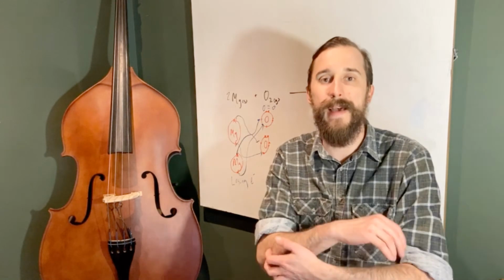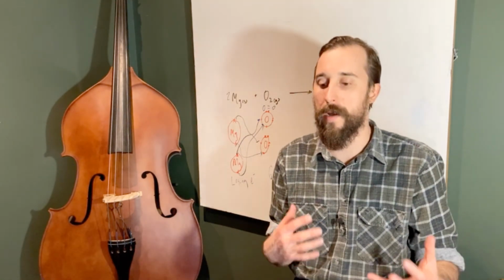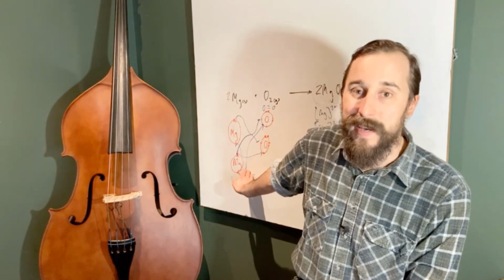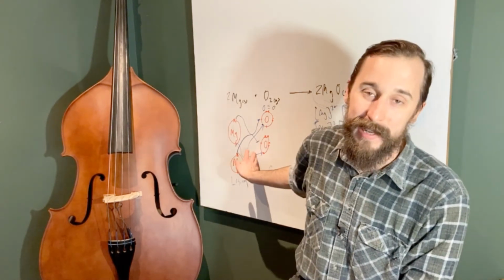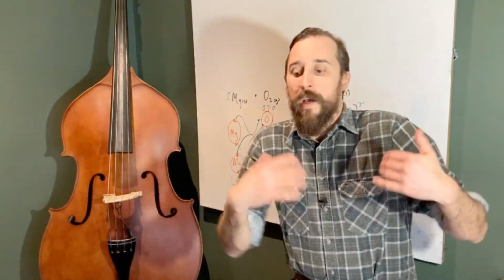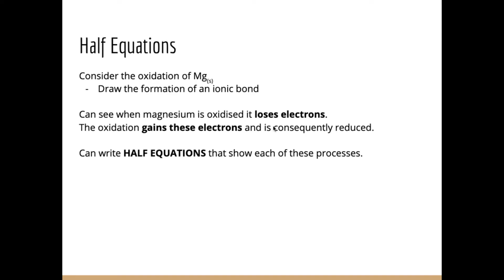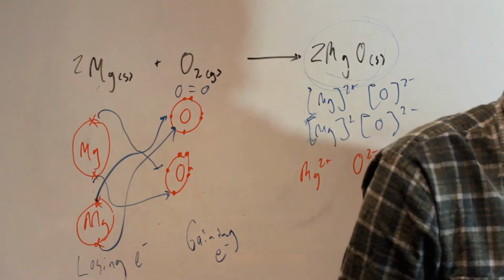Because we have the conservation of mass in everything we do. We can't create or destroy matter. If one species is losing the electrons, then the other species needs to be gaining those electrons, because those electrons have to go somewhere. So that's why the redox reaction needs to have the reduction and the oxidation occurring simultaneously. And we can write half equations that show each of these processes. We need to consider the conservation of mass and also the conservation of charge.